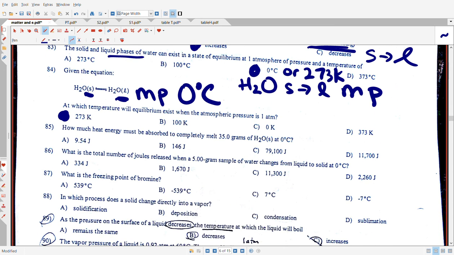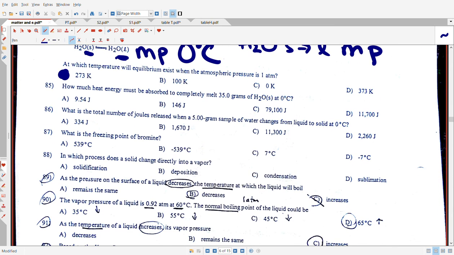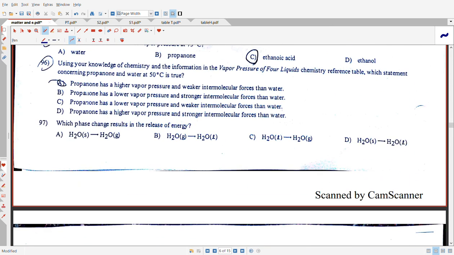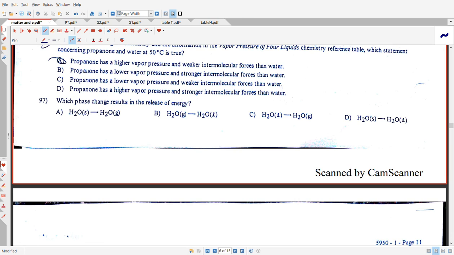I am not going to go over heat problems right now. That's going to be a separate chapter. So I'm going to move on, which is the release of energy.